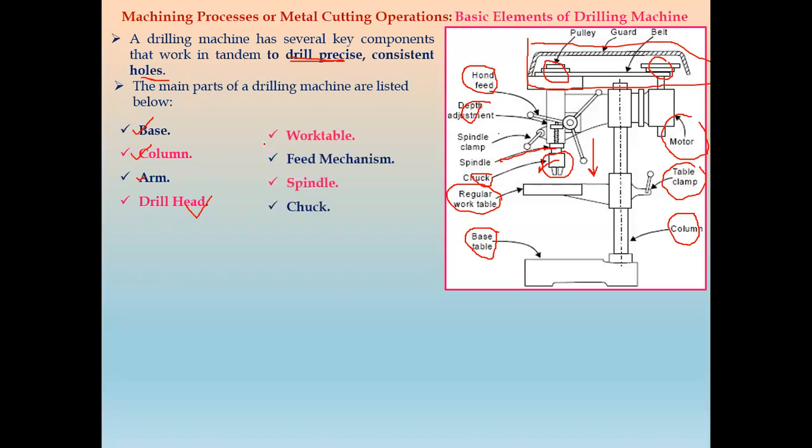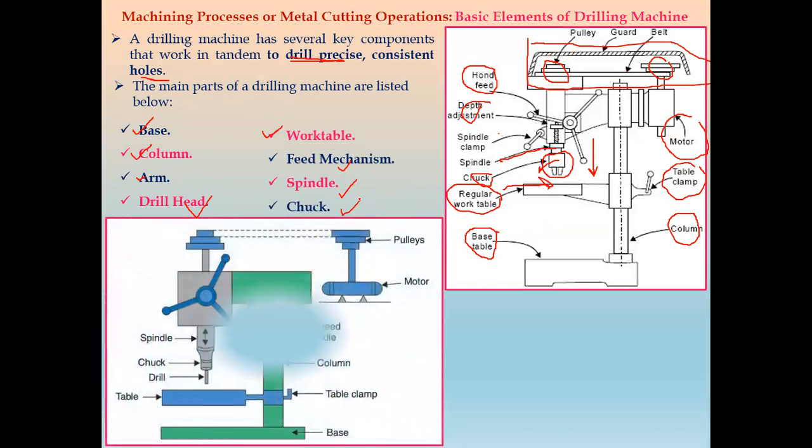Next we have the work table, where the workpiece is fixed or kept stationary. Then we have the feed mechanism, that is the whole mechanism from the electric motor to the power transmission system, by either belt pulley or gear drive. Then we have the spindle, then the chuck.